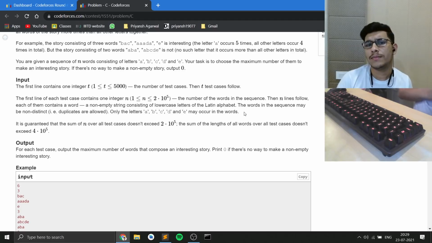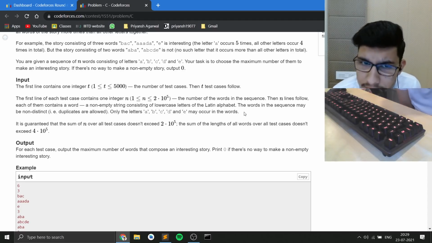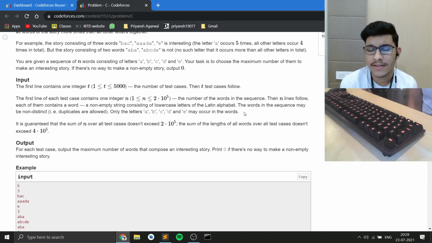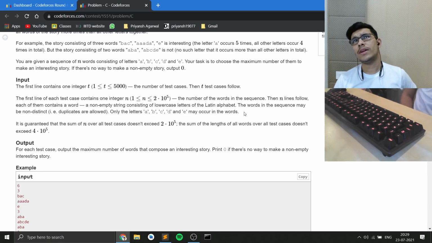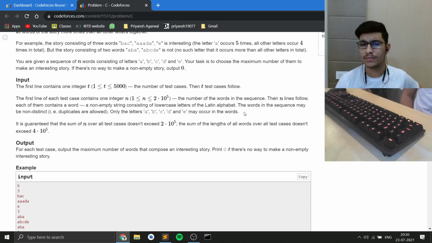So let's say I decide that I want A to be highest. Like I can consider 5 cases here. Let's say I decide A to be highest. Then I would want to pick up strings that have more number of A's basically. And I think I can do a binary search here as well. Yeah. Picking up strings with more A's should be beneficial here in that case.